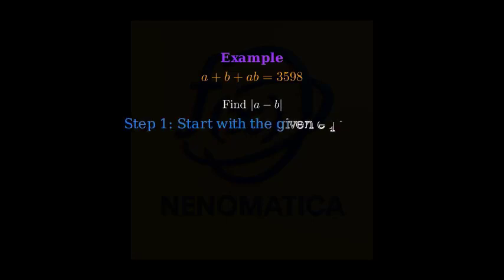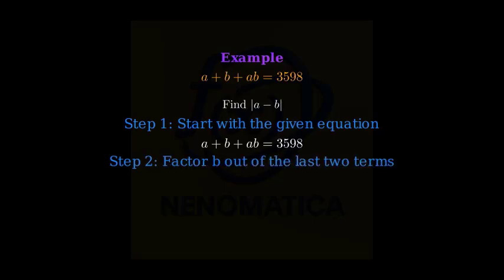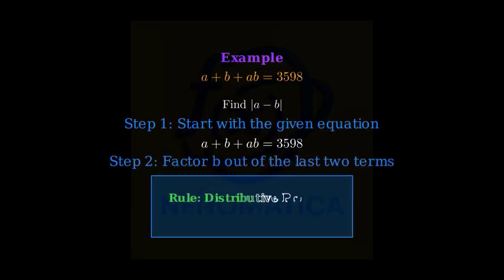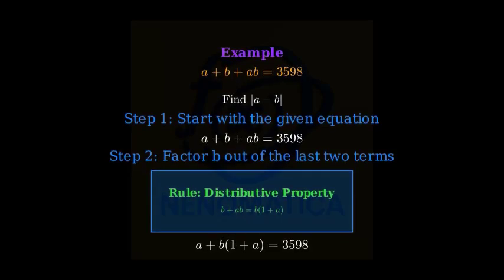Step 1. We begin with our given equation. A plus b plus ab equals 3,598. Step 2. Let's factor b out of the last two terms. We'll use the distributive property of multiplication over addition. We can rewrite the equation as a plus b times the quantity 1 plus a equals 3,598.